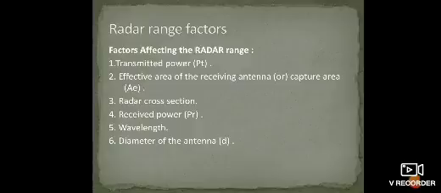And the fourth one is received power, that is PR, and wavelength lambda. And what is the diameter of the antenna? It is also a main factor involved in radar range factors. These are the factors affecting our radar range. That means in order to design a radar or to assess its performance, we have to know about all of the things which affect our radar.